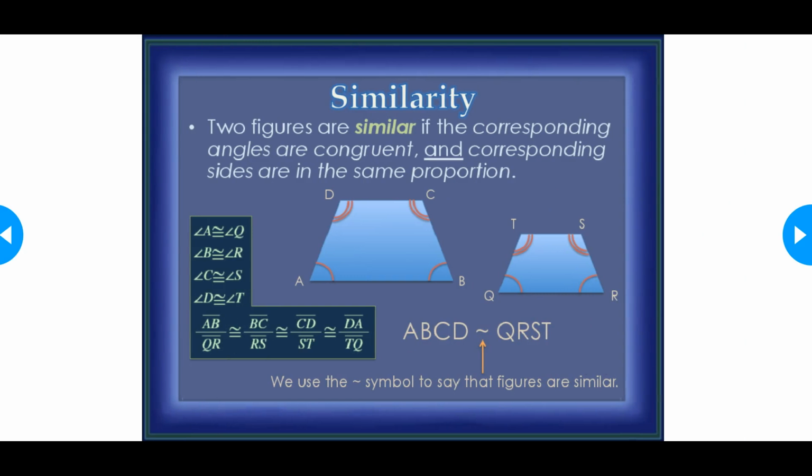So here's the definition of similarity. Two figures are similar if the corresponding angles are congruent and the corresponding sides are proportional. So they've listed out all the angles are congruent. For all the sides to be proportional, that means that they all reduce down to the same ratio. And then they're giving you the statement there, ABCD is similar to QRST, and they tell you that symbol is used to say that the figures are similar.